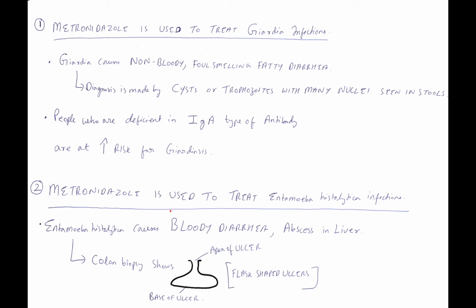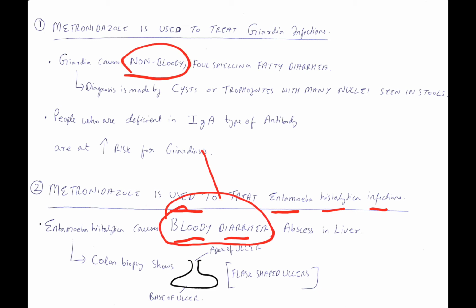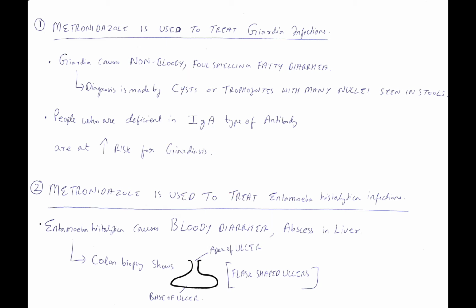It is also used to treat Entamoeba histolytica infections. Entamoeba causes bloody diarrhea. Here in Giardia it was non-bloody, whereas in Entamoeba it is bloody. It is very important that you make this difference. Entamoeba also causes abscess in liver. On colon biopsy, you can see flask-shaped ulcer. This is apex of the ulcer and this is base of the ulcer.